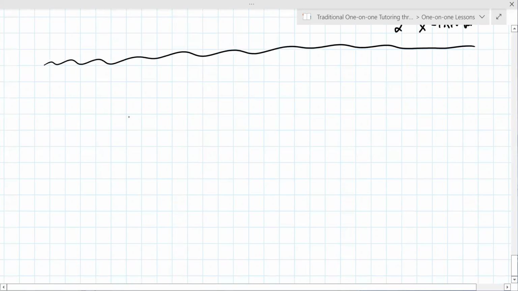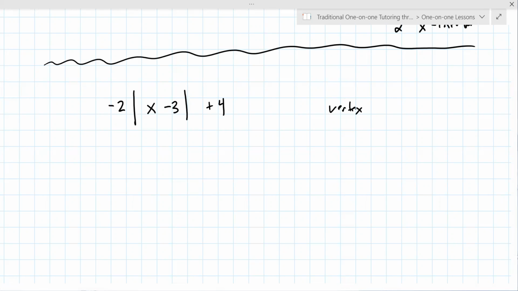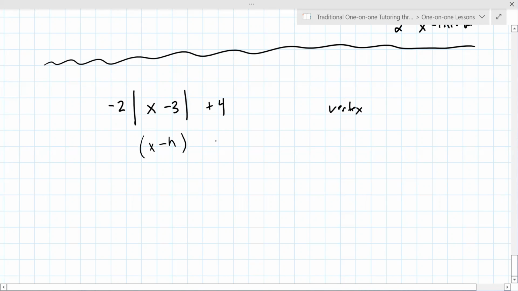Let's say I give you -2 absolute value of x minus 3, plus 4. What is the vertex just looking at this? And with this one, you don't have to do any transformations. You just have to look it up. Remember, it's a absolute value of x minus h, plus k. What is the vertex here?